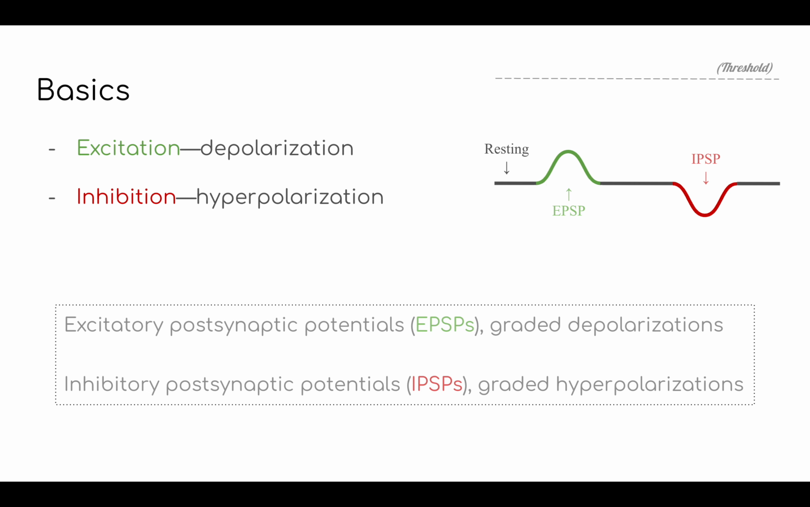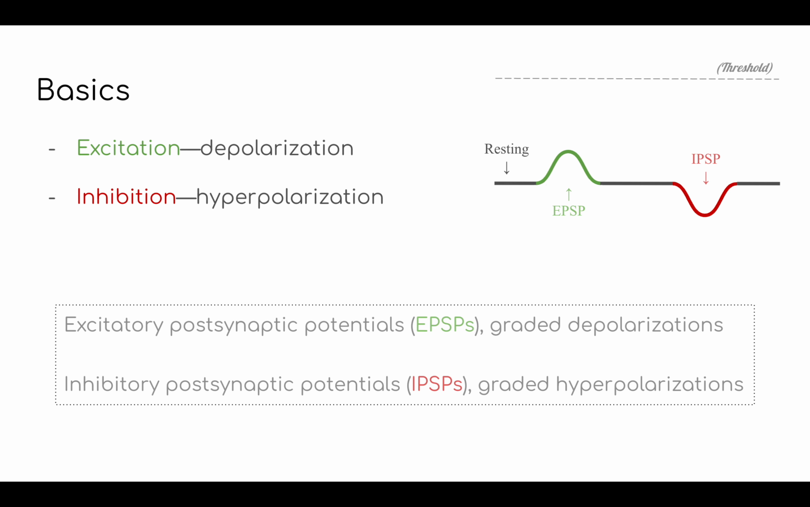Now, excitatory postsynaptic potentials, EPSPs, are graded depolarizations. So, sodium enters the cell and the membrane potential climbs, but not high enough for an action potential. Remember, it's graded. Now, inhibitory postsynaptic potentials, IPSPs, are graded hyperpolarizations. So, chlorine exits the cell and the membrane potential is brought further away from the threshold for an action potential.